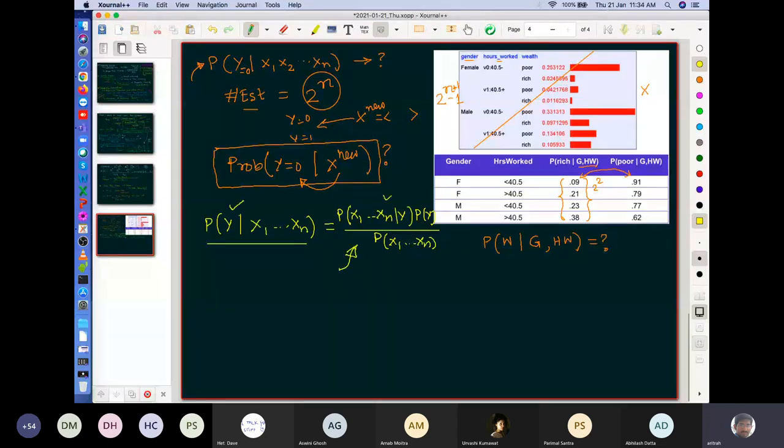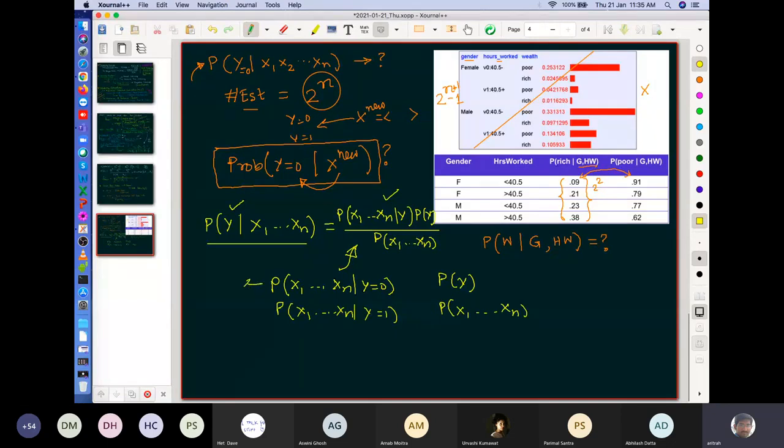If instead of this formula, I had used Bayes rule and used this formula, it didn't help, because I need to have all the estimates for this plus all the estimates for this. Also, I need the estimates for probability of y and probability of x1 up to xn, because these two don't sum up to 1. If you have something equal to 0 and 1, they sum up to 1. But given that something is 0 and given that something is 1 doesn't sum up to 1.